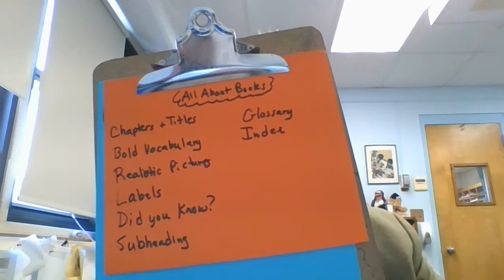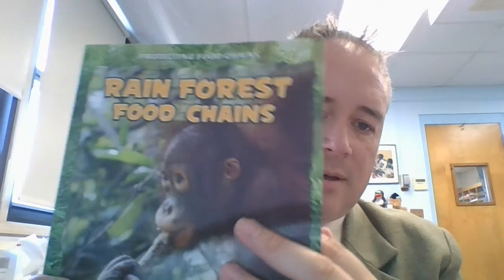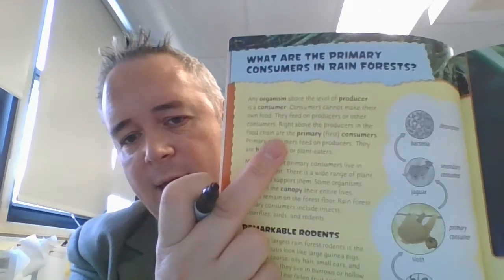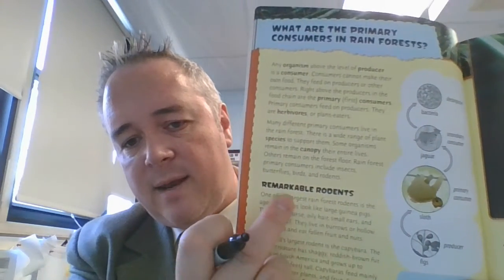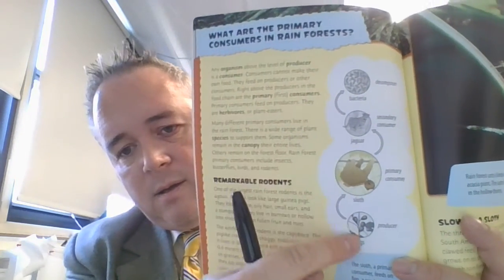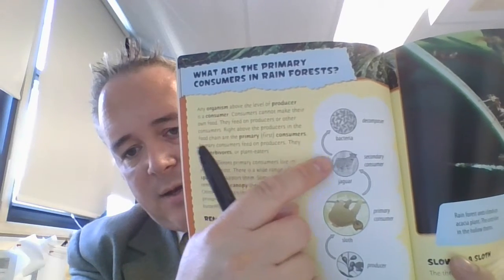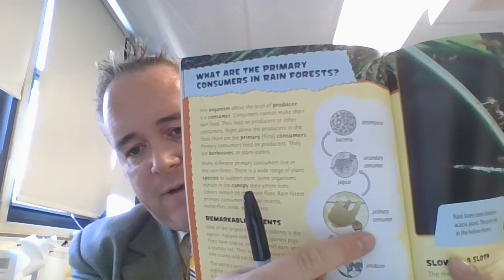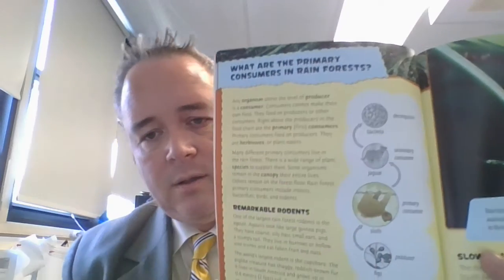Okay, let's look at one more book. Here's a book called Rainforest Food Chains. Let's take a look and see what we see here. This book has a lot of the same things that we saw in the other books. It's got bold vocabulary, it's got subheadings, right? This one has pictures too, but it's sort of like a chain picture. These are pictures that kind of go together, and you follow the arrows, and it helps to teach.